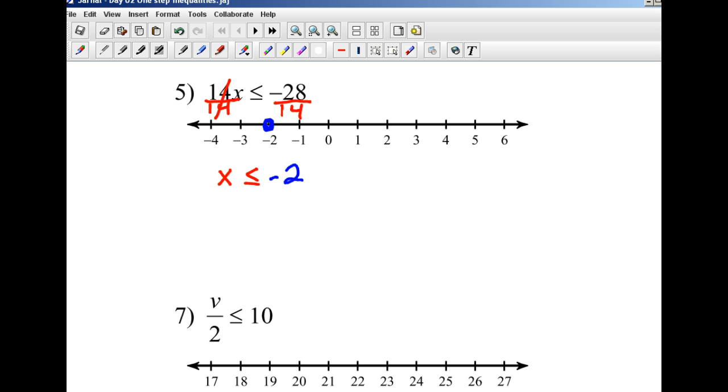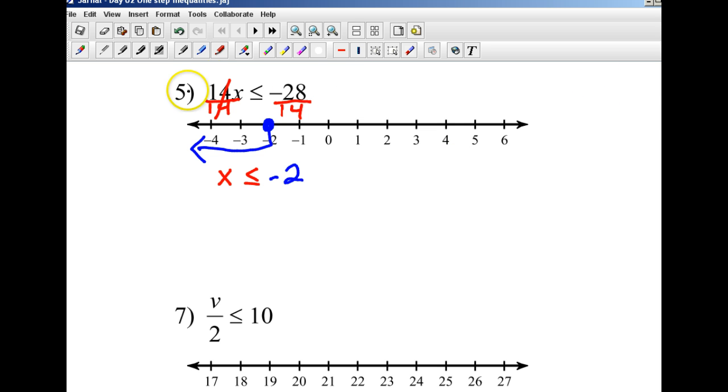Okay. Open or closed? Closed. To the left or right? Okay, you can pick, how about 0, right? You can pick 0. If you plug in 0, is 0 less than or equal to negative 2? No, it's not. So it means all these other numbers go in the other direction. So if you try to test a number and it doesn't work, you know it's the other side you need to pick.